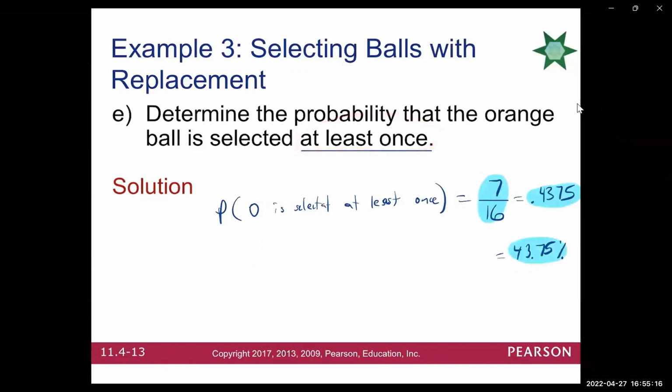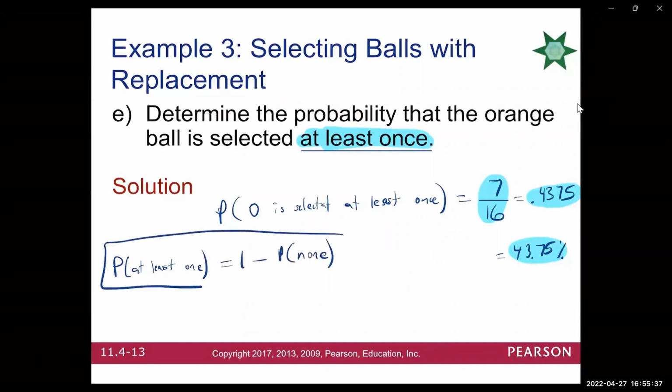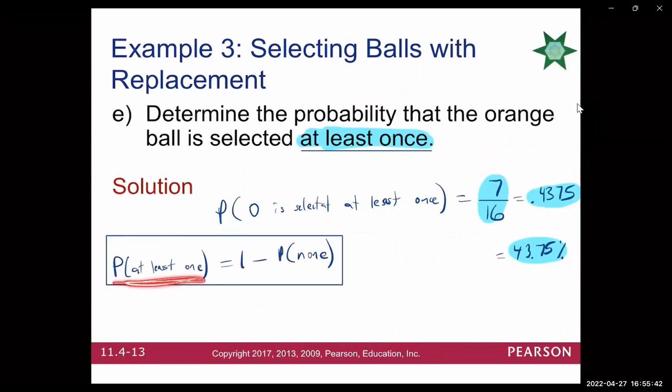There is another way to do this problem. Whenever you see this key phrase at least once, there's a kind of a shortcut. The shortcut is the probability of at least 1 is always equal to 1 minus the probability that none. So this is just a formula that you can use whenever you see the phrase at least 1. So let's see if we can do it this way, just to see if we get the same answer.